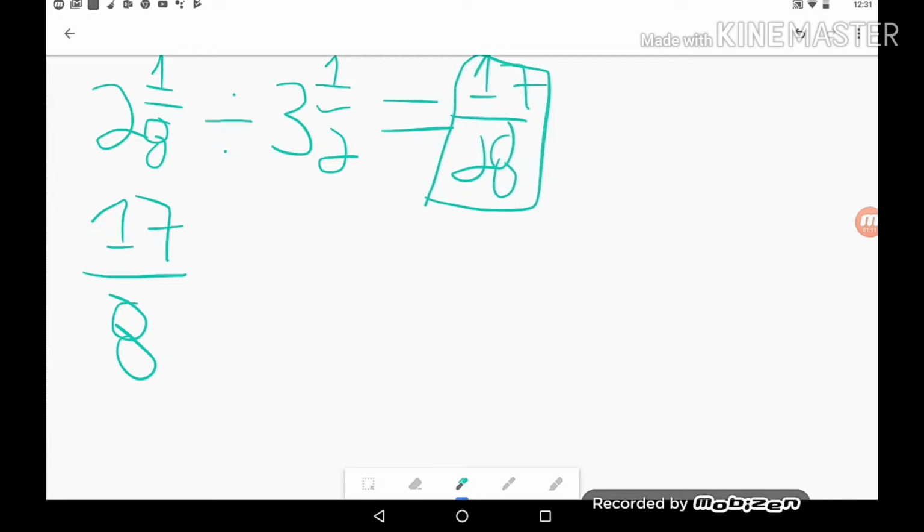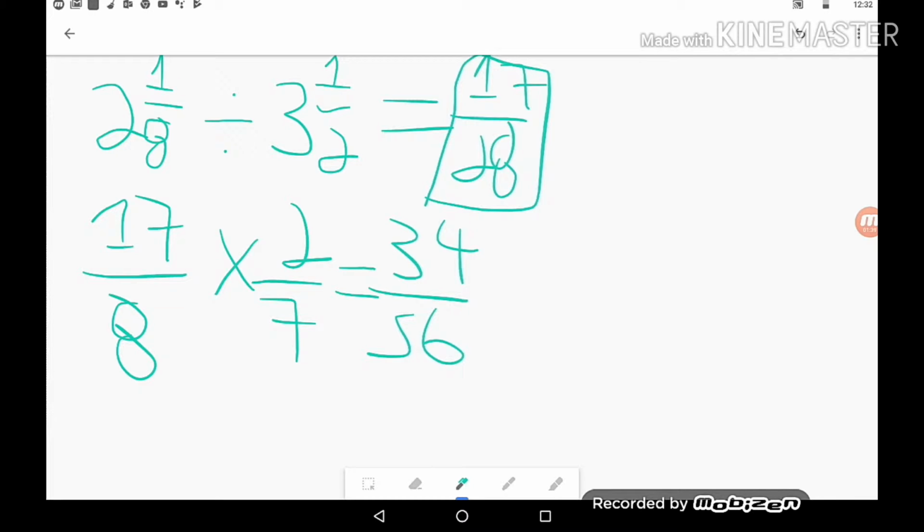Now the change part comes from division to multiplication. And flip or multiplicative inverse, reciprocal, same thing. 3 1/2 is 7/2, but the multiplicative inverse of 7/2 is 2/7. And then after that, you can just multiply straight across. So 17 times 2 is 34, divided by 8 times 7 is 56. And of course, you know the greatest common factor is 2. So its simplified fraction is 17/28.